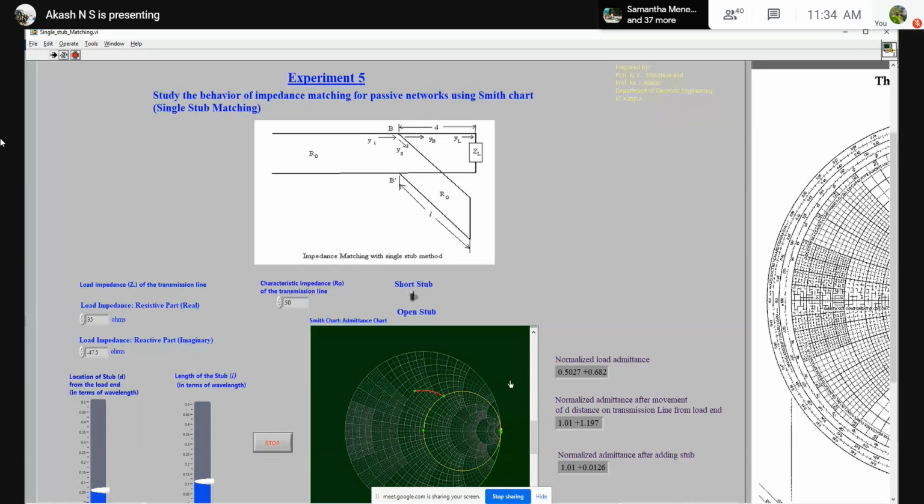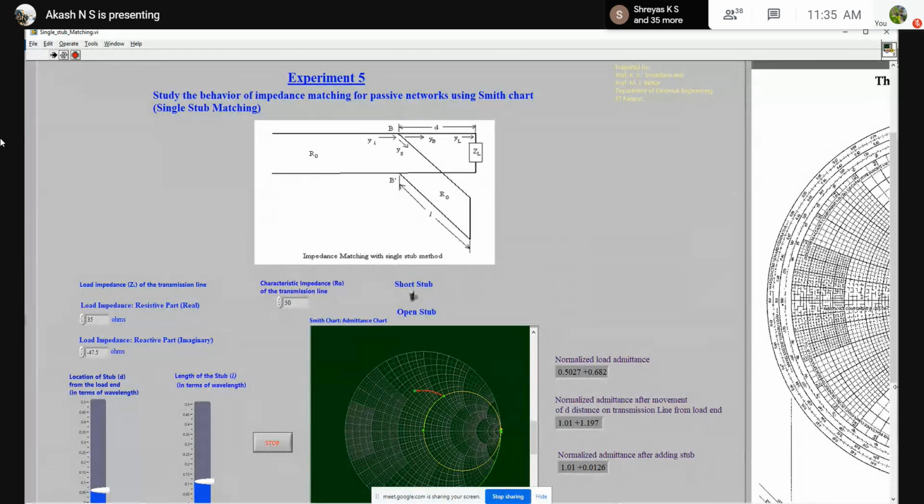The next experiment is the study of the behavior of impedance matching for passive networks using the Smith chart. The Smith chart is a graphical tool which is used to obtain multiple parameters like impedance, conductance, admittance, and so on, in the form of circles and arcs.